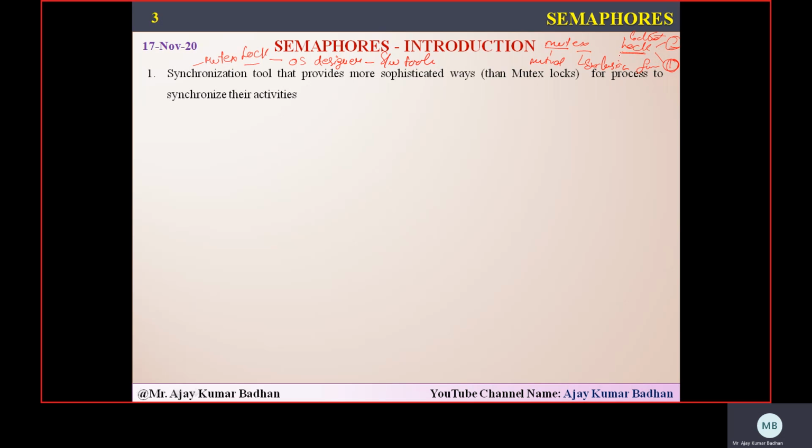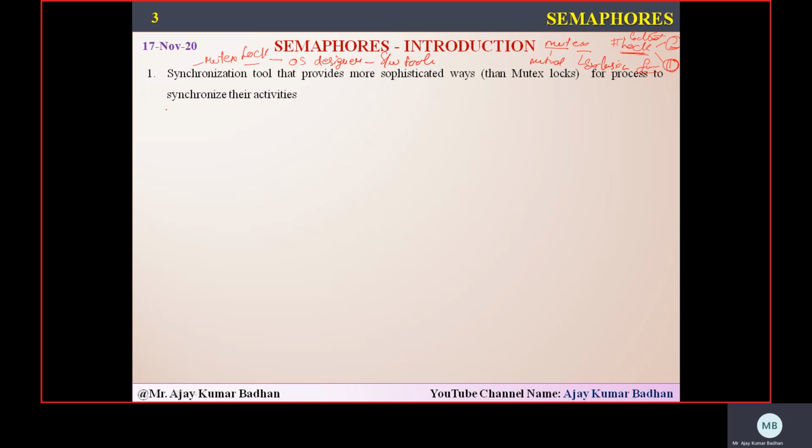So 0 indicates that the lock is already used by some process, whereas 1 indicates that the lock is free. Anyone can enter into the critical section and perform its work. So that is what is represented here. So we have been provided with different synchronization tools.